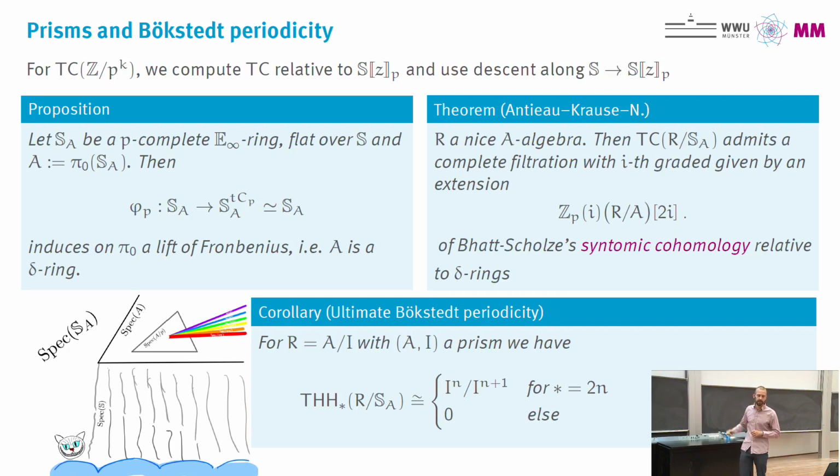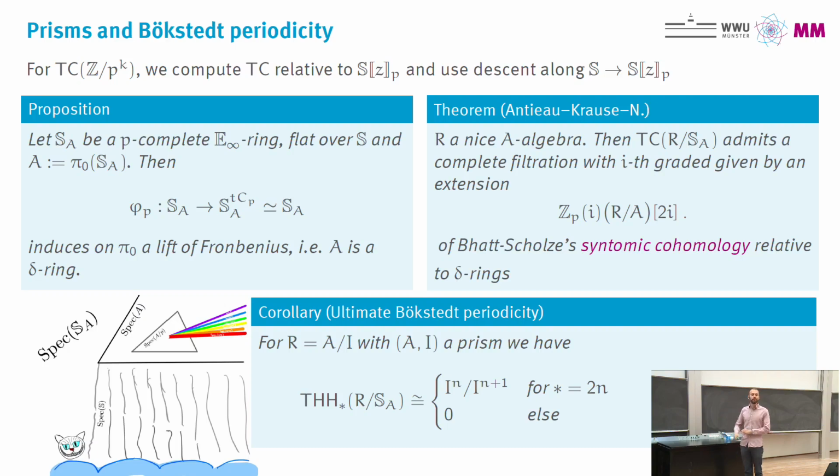This I is going to be an invertible ideal, so it's basically generated by a non-zero divisor, and then this is a polynomial ring over the ring itself. And so, I mean, Achim and I had written an earlier paper where we had collected a lot of versions of Bökstedt periodicity, and this generalizes all of them. So that's why I call it ultimate Bökstedt periodicity.